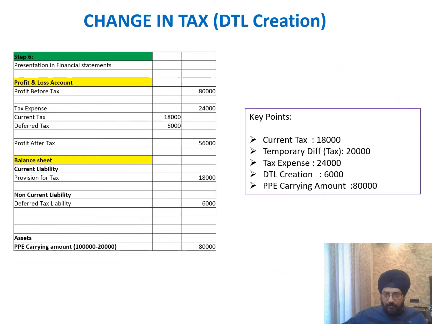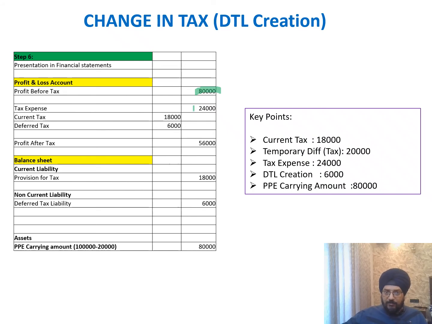Okay, now we'll quickly show the impact of the transaction in the financial statements. So my profit before tax is 80,000, which is 1 lakh, the PBDT, minus depreciation as per the books, which is 20,000, because my depreciation as per the books is 20% SLM, which is 20,000. So 1 lakh minus 20,000, 80,000.